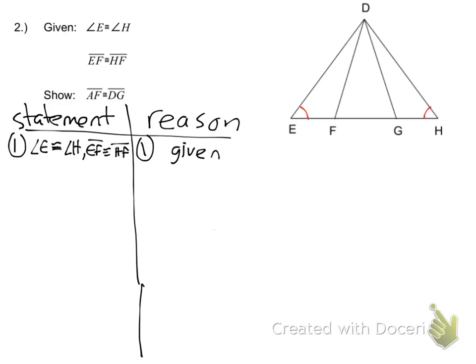You're given EF and HF. Oh, I think that should be G. Correct. Sorry, let's go back up and fix that. Is it okay if I change that? That makes more sense to me.